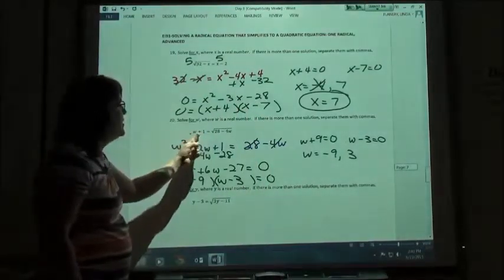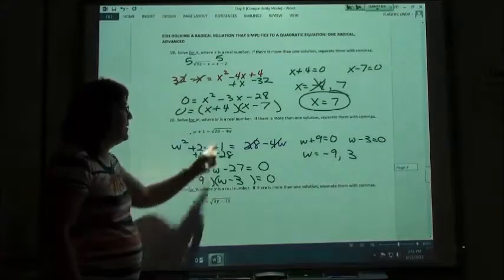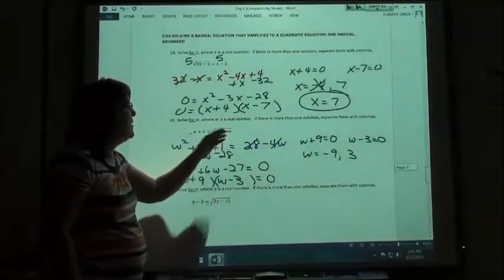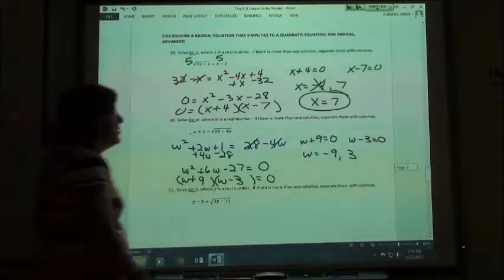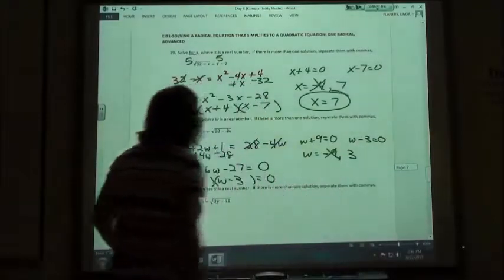negative 9 plus 1 is negative 8. Negative 4 times negative 9 is 36. 36 plus 28 is 64, and the square root of 64 is a positive 8, not a negative 8. So the negative answer isn't going to check.